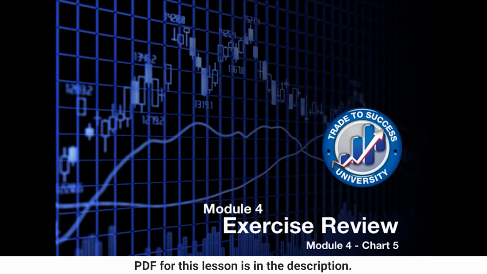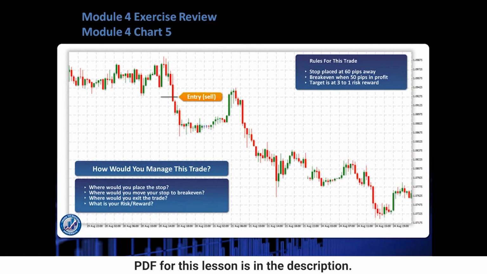Okay, let's move on to the next chart, Module 4, Chart 5. So here the rules for the trade is that the stop is placed at 60 pips away. The break even is when we're in 50 pips profit. And the target is at a 3 to 1 risk reward. So where will you place your stop?